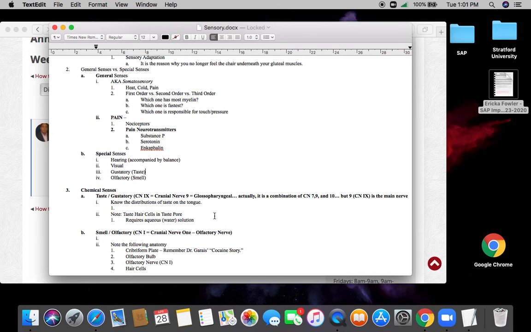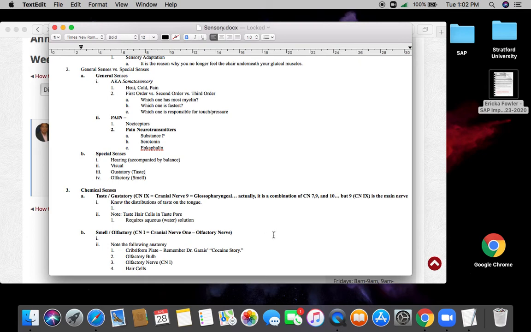Taste, look at, it's of course cranial nerve 9, glossopharyngeal. Glosso meaning your tongue, pharynx, of course, your throat. And in real life, it's a combination of 7, 9, 10, but 9 is the main sensory. Again, back to know what's transduced, what kind of energy your sensor picks up, know what the sensor is, and then know what the nerve is that's carrying it to the brain. So for taste, the sensory cells are hair cells, and these hair cells require a water solution, an aqueous solution.